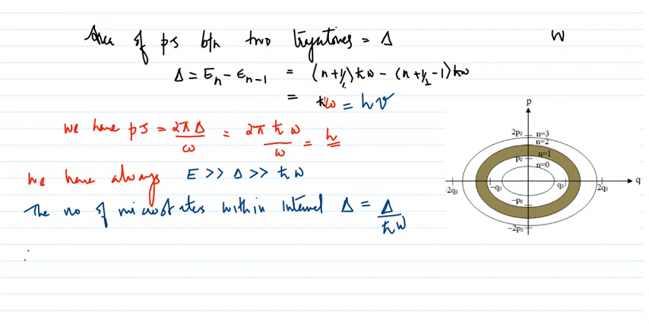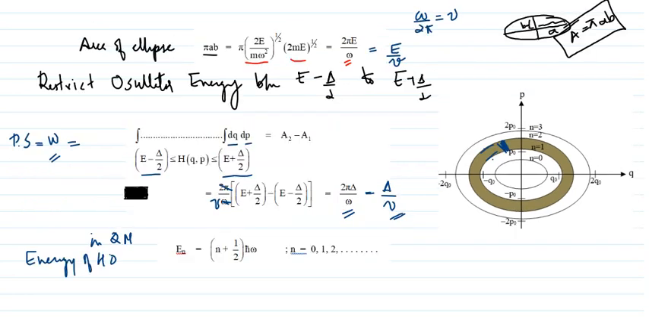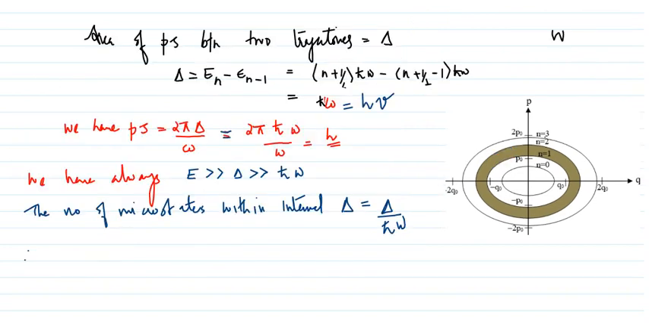Now we have the equation for this phase space area, which is equal to 2 pi delta by omega, which is equal to delta by nu. I will just write this as delta by nu, and that is equal to what? Delta is h nu, divided by nu, and that is equal to h, right? So we have the phase space equal to h.